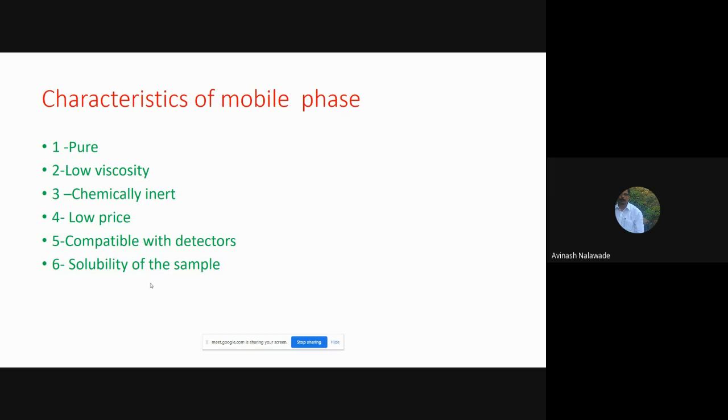So how should the mobile phase be? It must be pure, it should have low viscosity, it should be chemically inert, it should have low price, it should have compatibility with the detector, and the sample or the analyte must be soluble in the mobile phase.